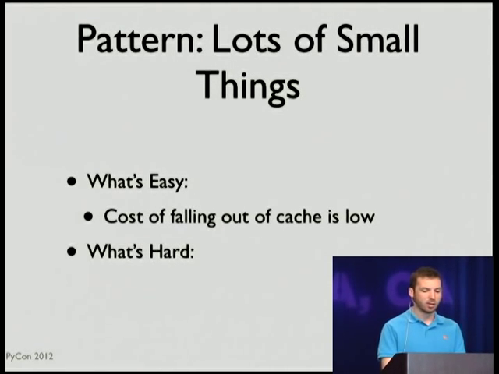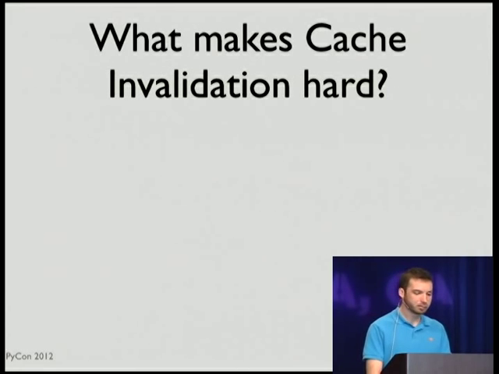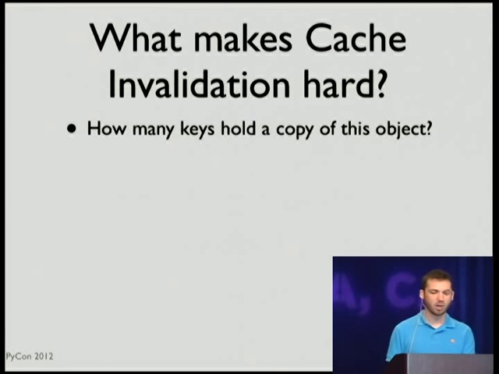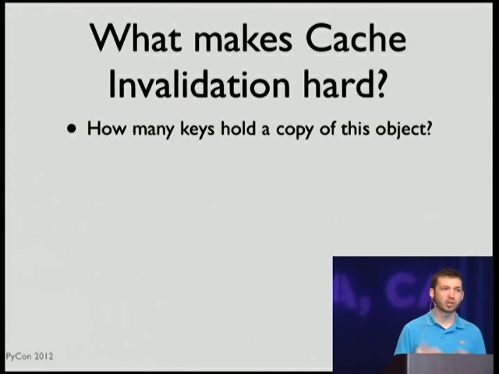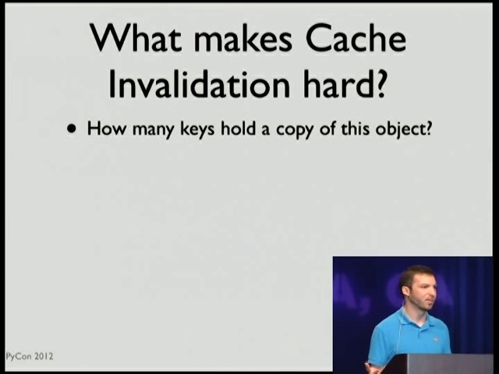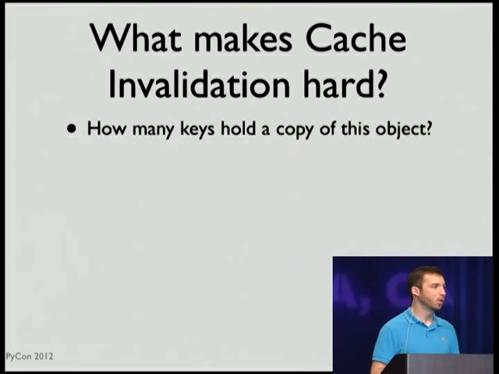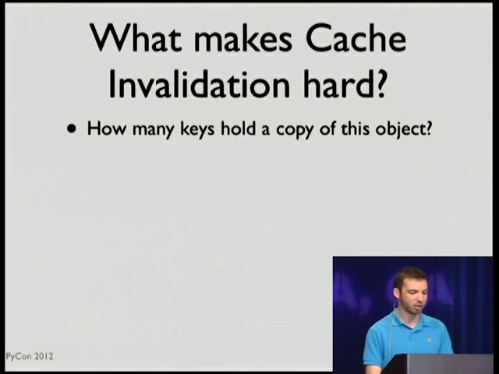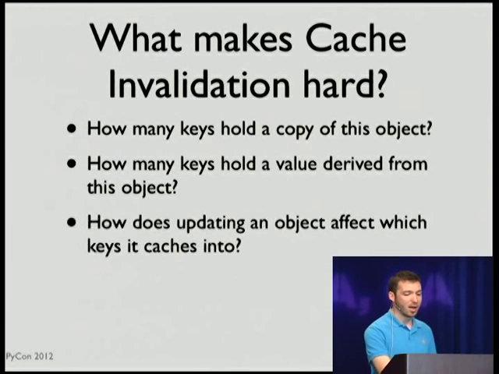What's hard about this? Well, there's only two hard things in computer science. One of them is cache invalidation. So let's look at what makes that hard. The first thing you have to think about is, how many keys hold a copy of this object? If this object is a user that we've updated and we need to invalidate across the site, you have to think about all of the things that a user is related to, which in most web applications is going to be this huge set of your domain application. You need to look at how many keys hold a value derived from this object. You need to think about how updating this object affects which keys it caches into.